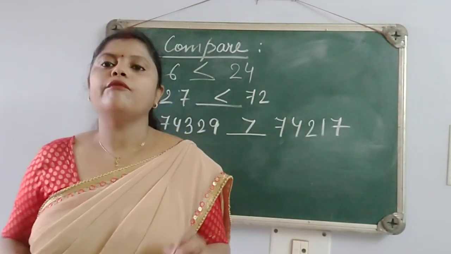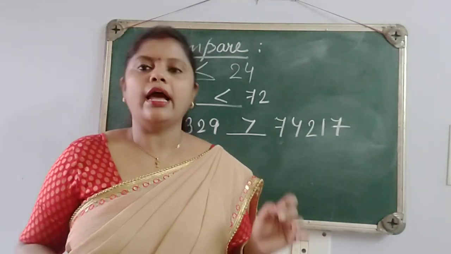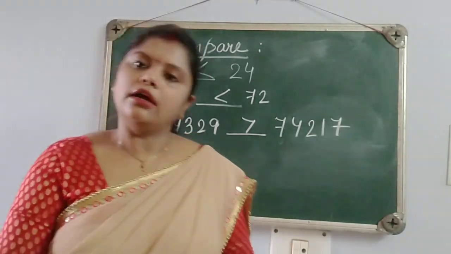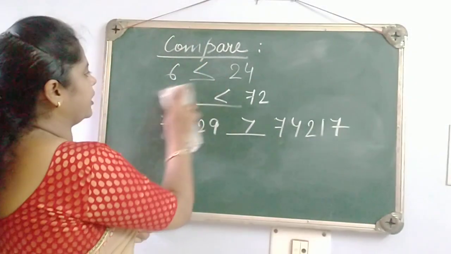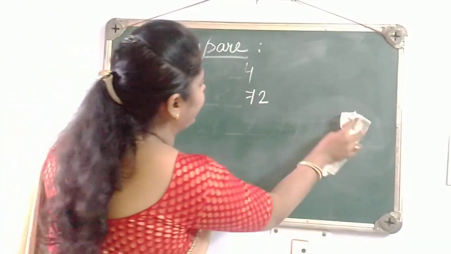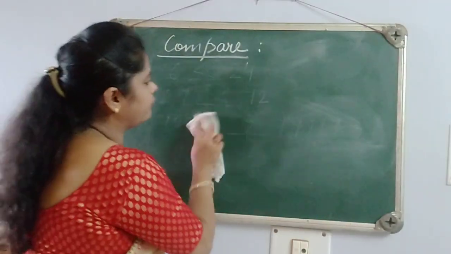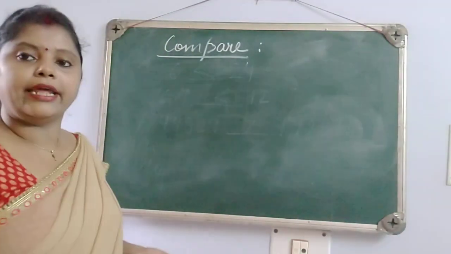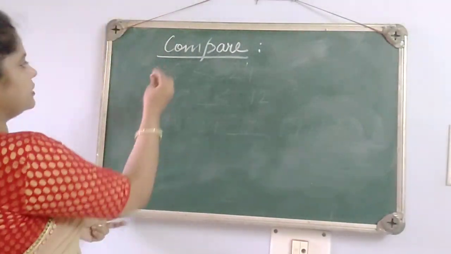I am going to give one example for ascending order as well as one more example for descending order. Just let's check it out. First of all, I am going to write three different numbers and our work will be arranging those numbers. Just see to it.